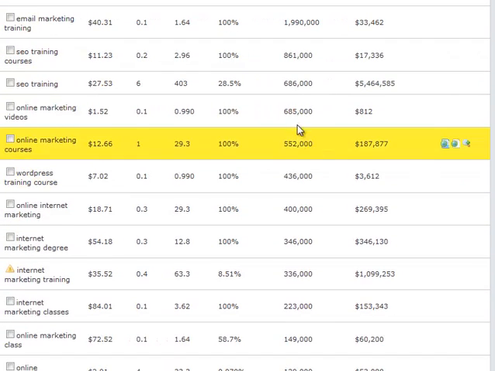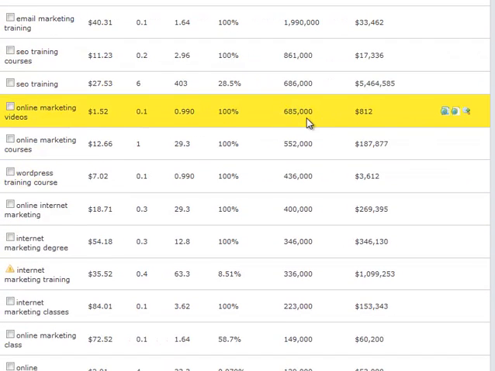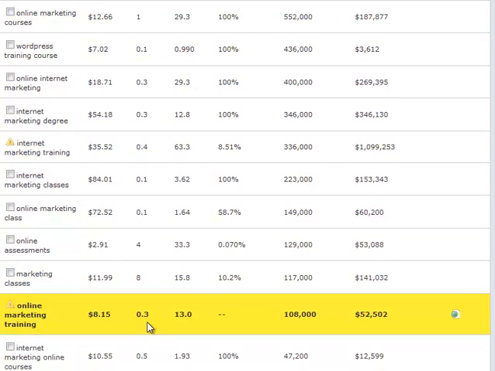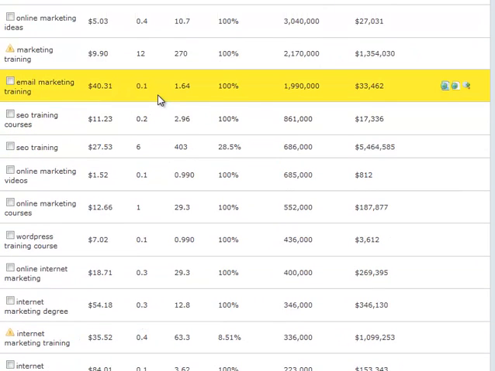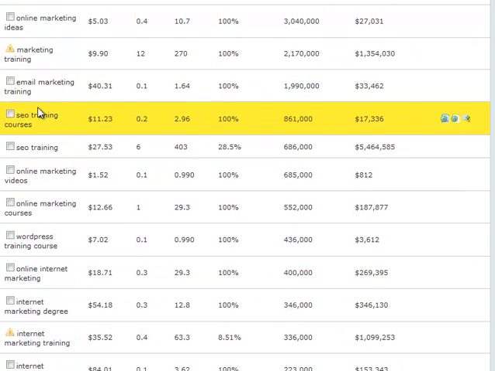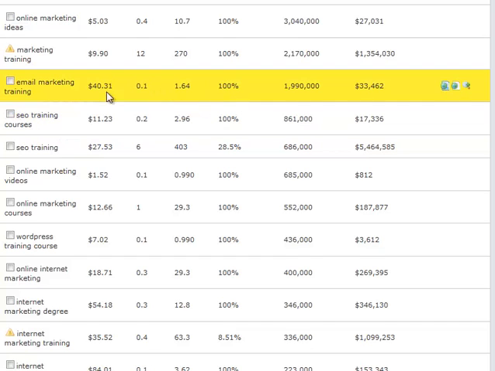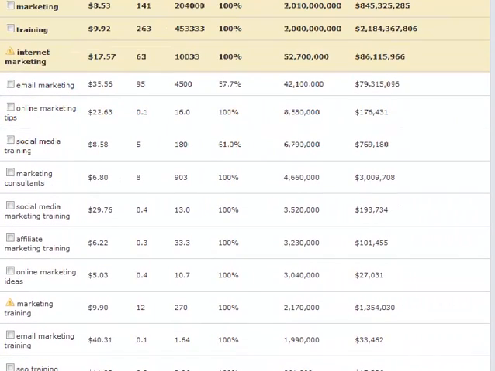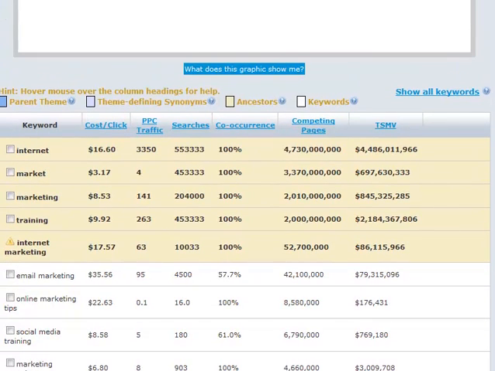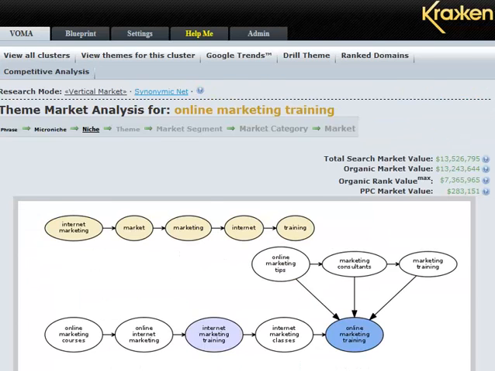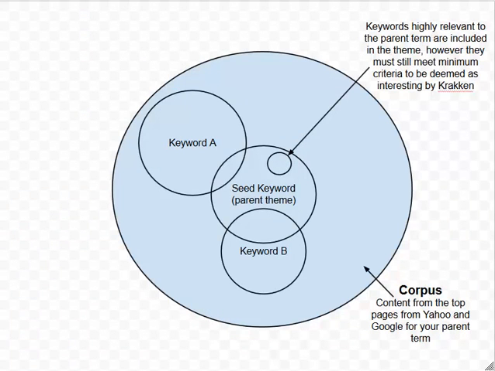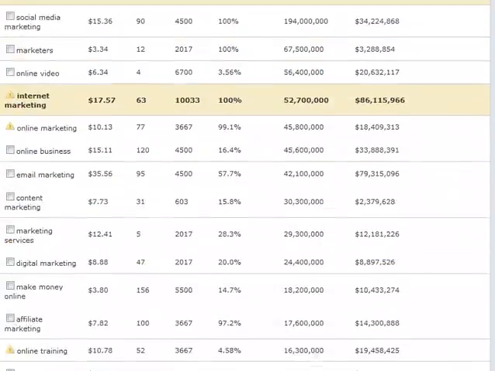Okay, so if you have, like, this keyword's 685,000, and you've got 100% co-occurrence, that means every single page that talks about online marketing training is also talking about email marketing training and SEO training classes and these kinds of concepts. All right, so if we look at, you have this opportunity here to show all keywords, where you're going to see keywords that aren't as important to the market. And when we look at some of those, you'll get some of these examples over here where you've got the smaller numbers of competing pages. So let's just go find some of those.